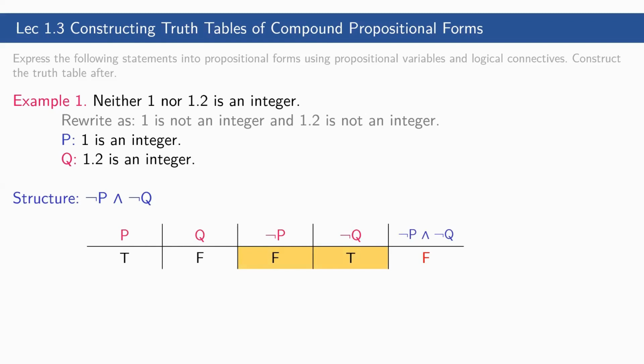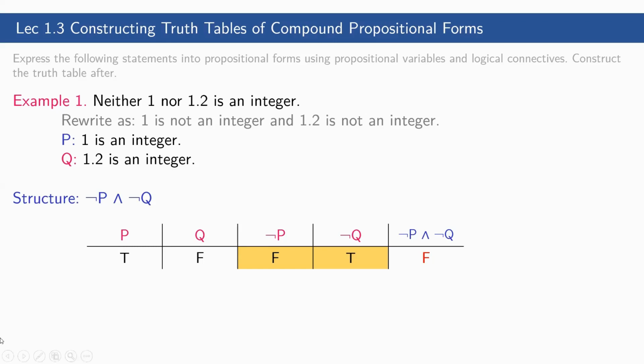First, P is true. 1 is an integer, yes. Q, 1.2 is an integer, that is false because 1.2 is not an integer. Next, we negate P and Q. So we have not P is false and then not Q is true. Now, when we combine them together using conjunction, the original statement is false. Neither 1 nor 1.2 is an integer is false. So this is how we do a truth table for a compound propositional form.